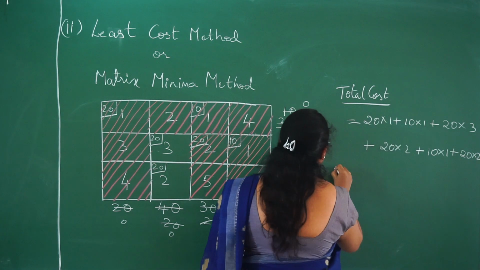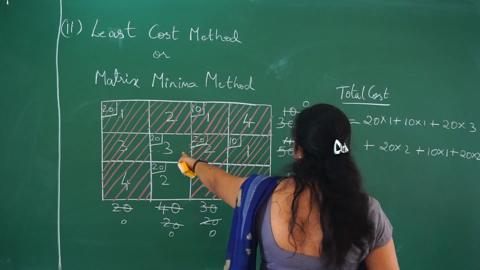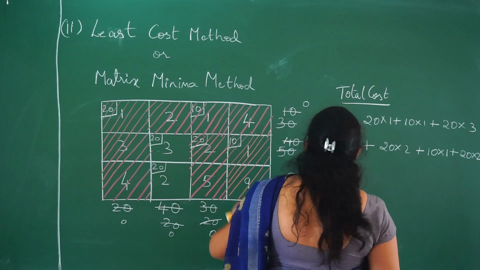So these are the number of allocations that we have made. I hope I have written everything. 20 into 1, 10 into 1, 20 into 3, 20 into 2, 10 into 1 and 20 into 2. Yeah, I have written everything.